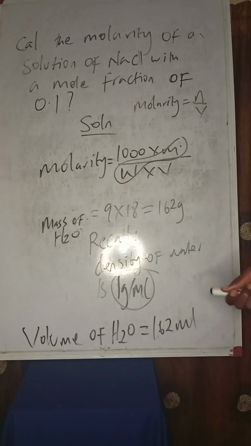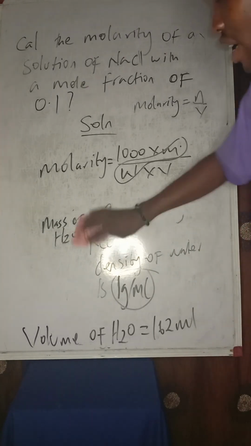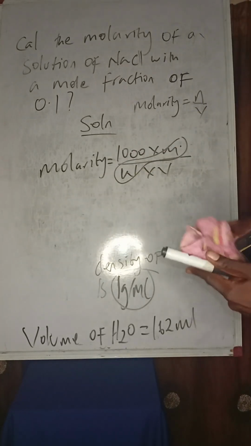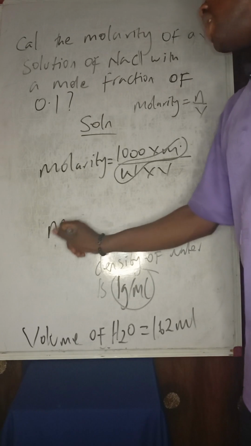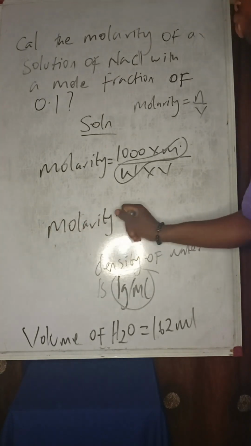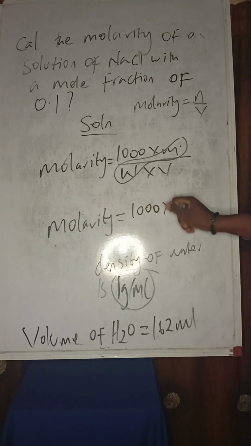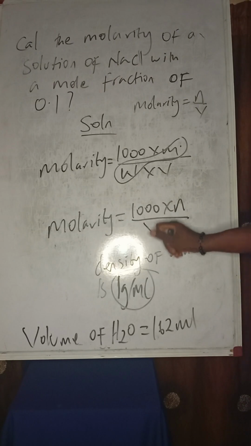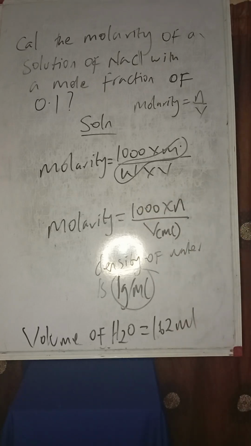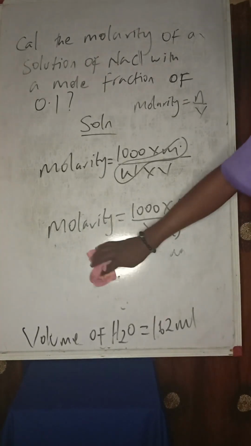So mass over molar mass is number of mole. I can rewrite this formula. Hope you're following. If you're not following, just scroll back a little. It's simple, self-explanatory. So I can rewrite this formula and say that molarity is equal to 1000 times number of moles of solute over volume. Now, the volume is in mil because of the 1000. So if here was not 1000, the volume should have been in liters or dm cube. Here it's in milliliters.